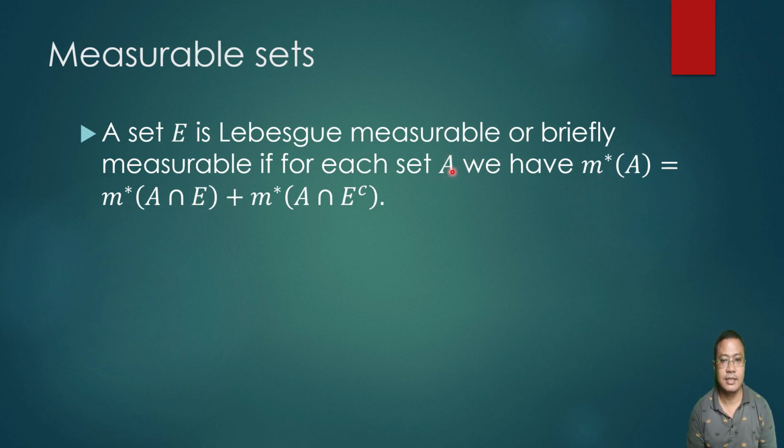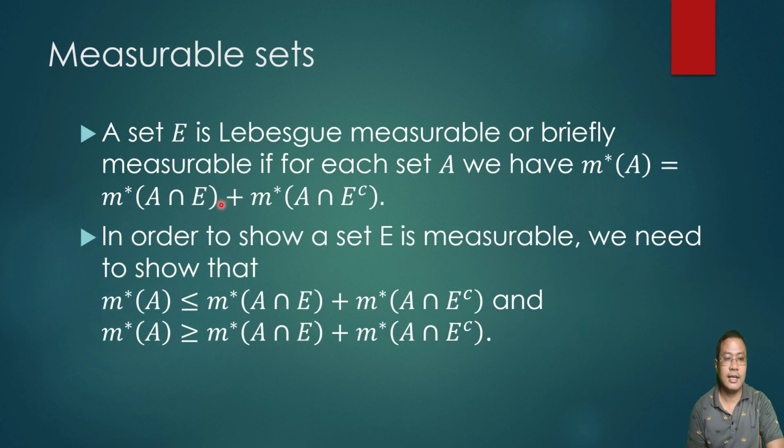We are going to show this equality, M star A is equal to M star A intersection E plus M star A intersection E complement, for any set A. If this equality holds true for any set A, then we say that this set E is measurable, or Lebesgue measurable. So in order to show the measurability of a set E, we need to show two inequalities. If these two inequalities hold true, then the equality holds.